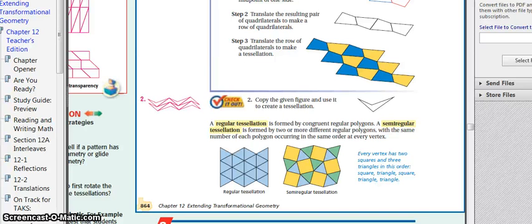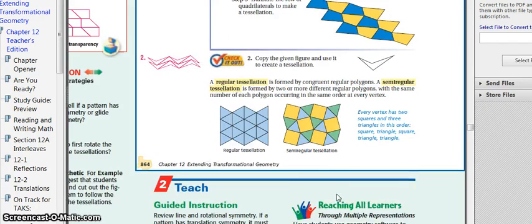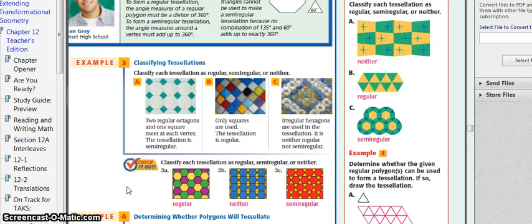And then a semi-regular tessellation is formed by 2 or more regular polygons. So if there's more than one shape, it's automatically semi-regular. But it's only semi-regular if those polygons are regular polygons, meaning all sides congruent, all angles congruent. That's the definition of a regular polygon. So you see our square and then two different equilateral triangles here. You can also see a couple other images, just to get a couple more pictures of them.